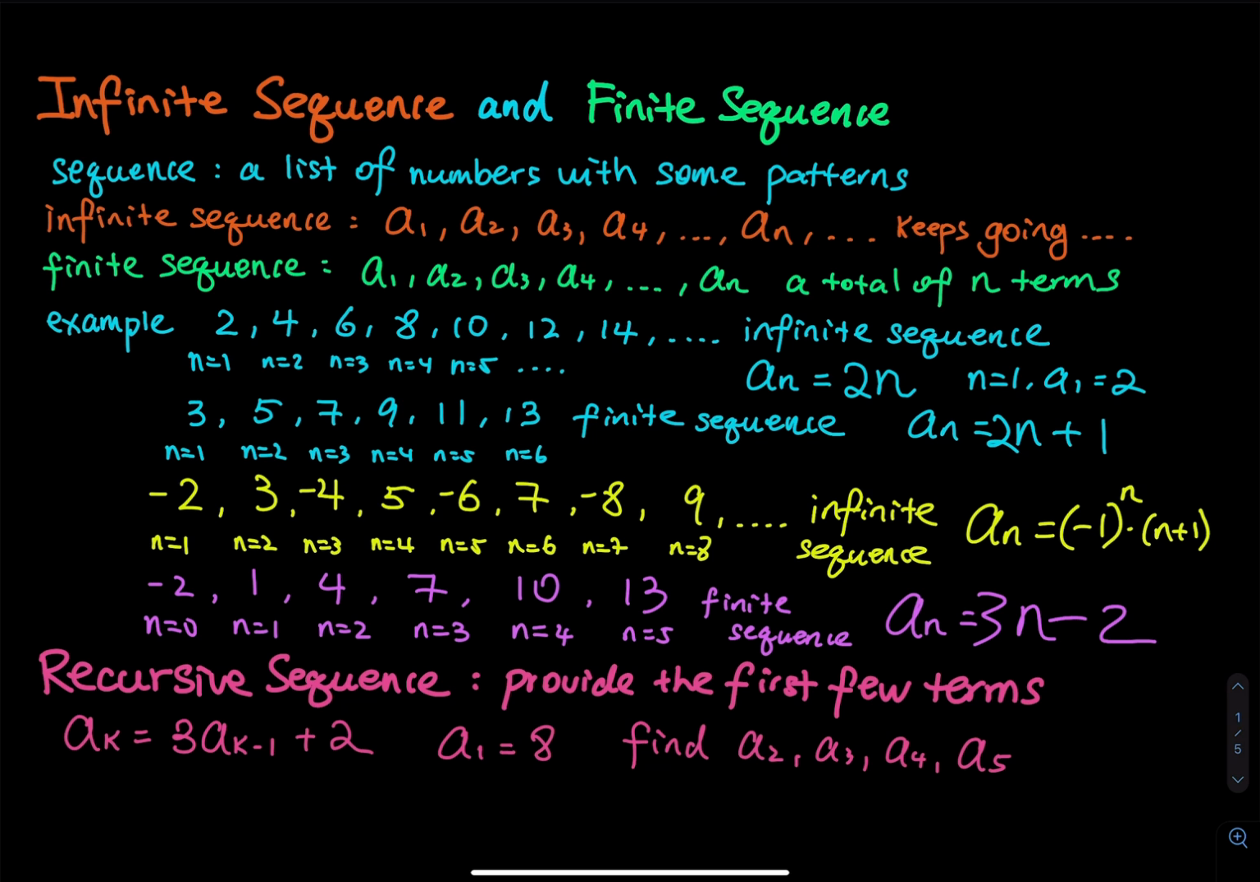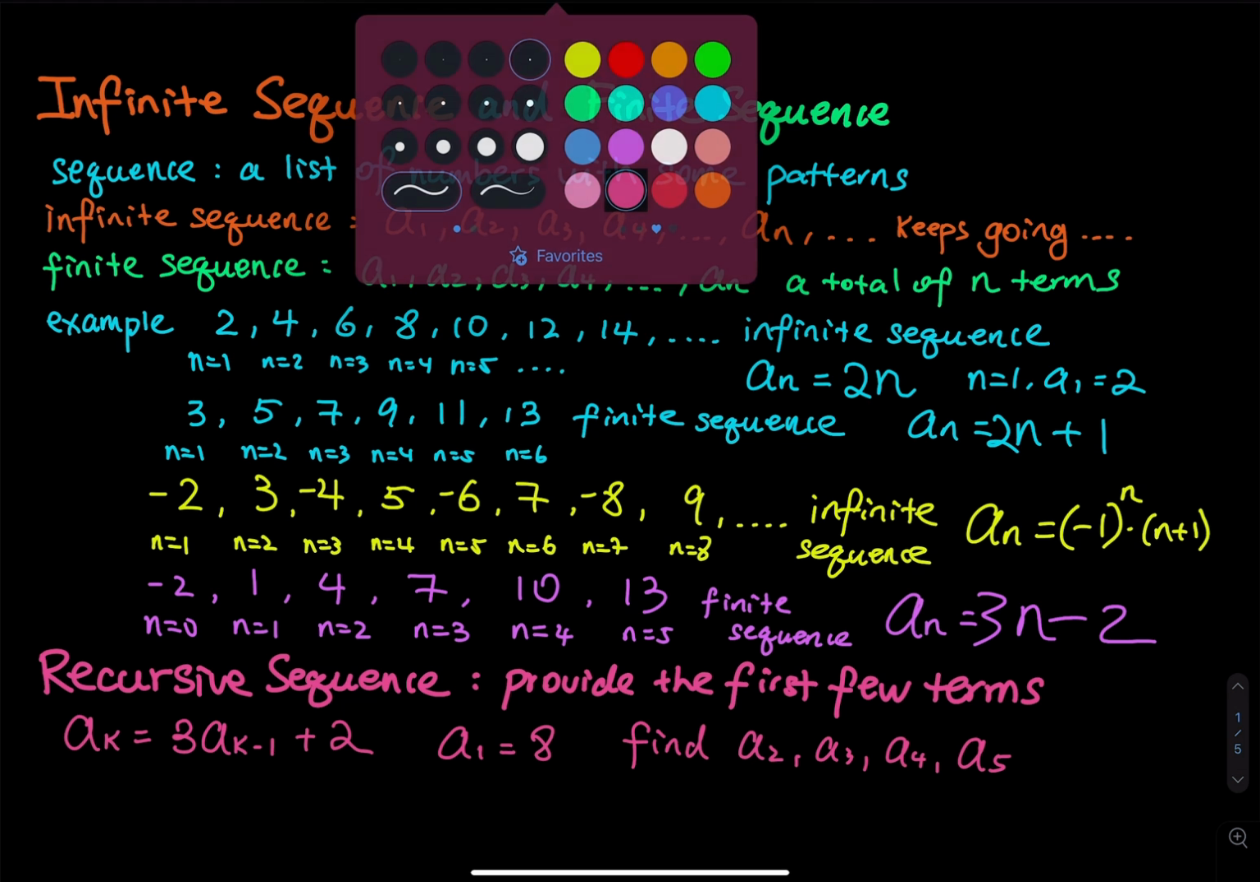Okay, and the next one we have a recursive sequence. A recursive sequence provides the first few terms. So we have a of k equals 3 times a of k minus 1, plus 2. When a1 is equal to 1, I want you to find a2, a3, a4, and a5. So recursive sequence, provide the first few terms for me. Okay, let's do that. So we match the color first.